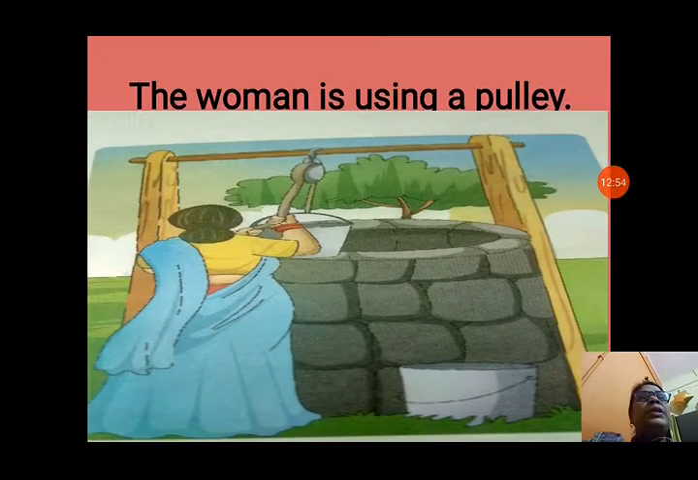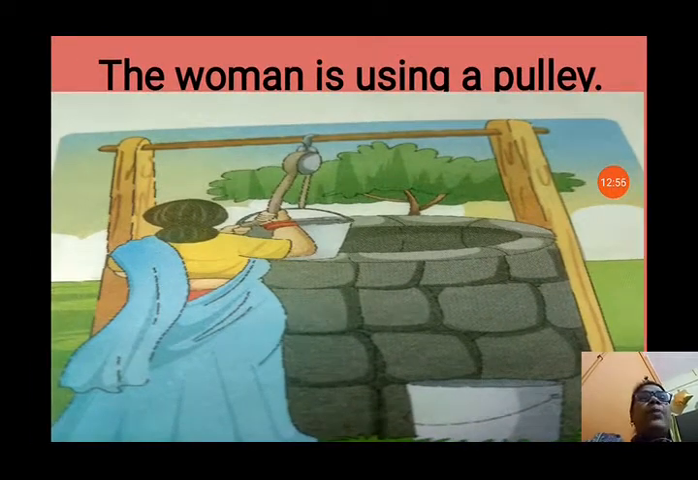Now in this case the woman is pulling the bucket from the well by using a pulley. A pulley is also a simple machine. It makes our work easier by changing the direction. You can see here the woman is pulling the bucket from the well easily with the help of a pulley. That is a simple machine.